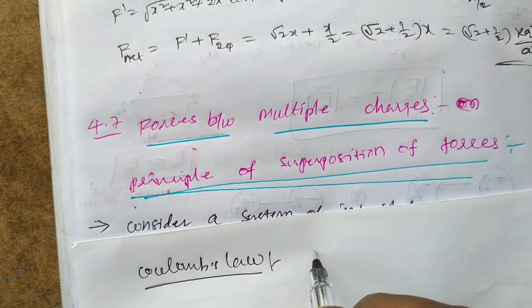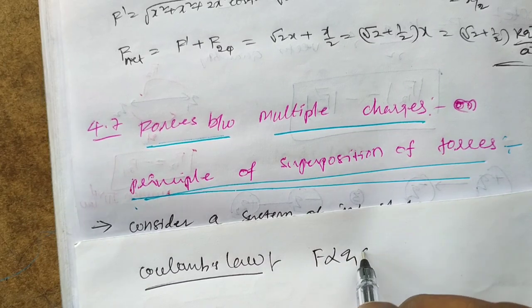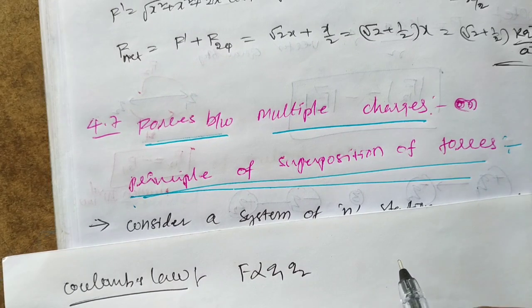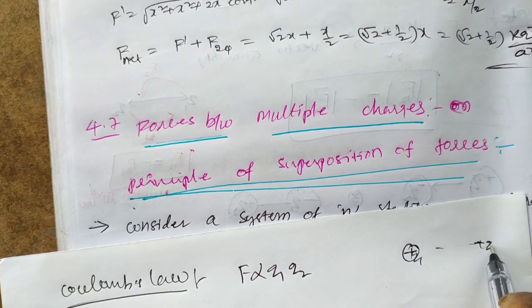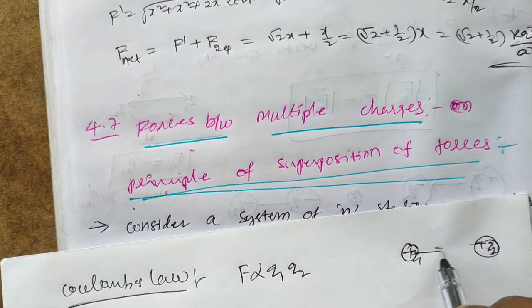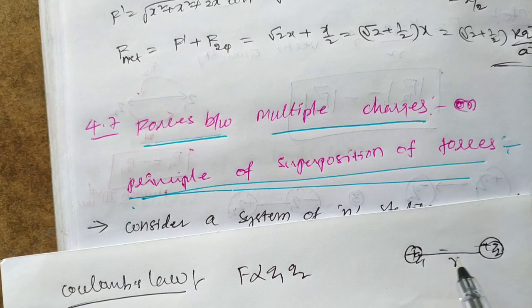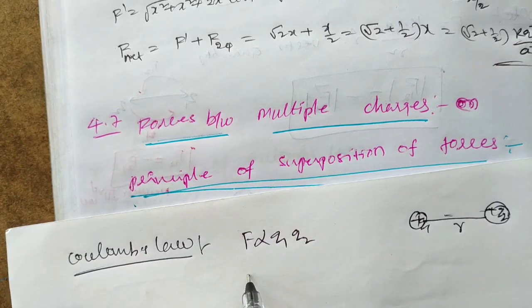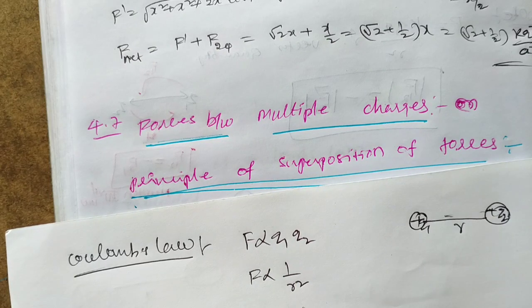Coulomb's law states that the force between two charges is proportional to the product of the two charges, that is, F is proportional to Q1 and Q2. Here one is the Q1 charge and here the Q2 charge is placed. The distance between them is R. The force is proportional to the product of the two charges, and also inversely proportional to the square of the distance between them.